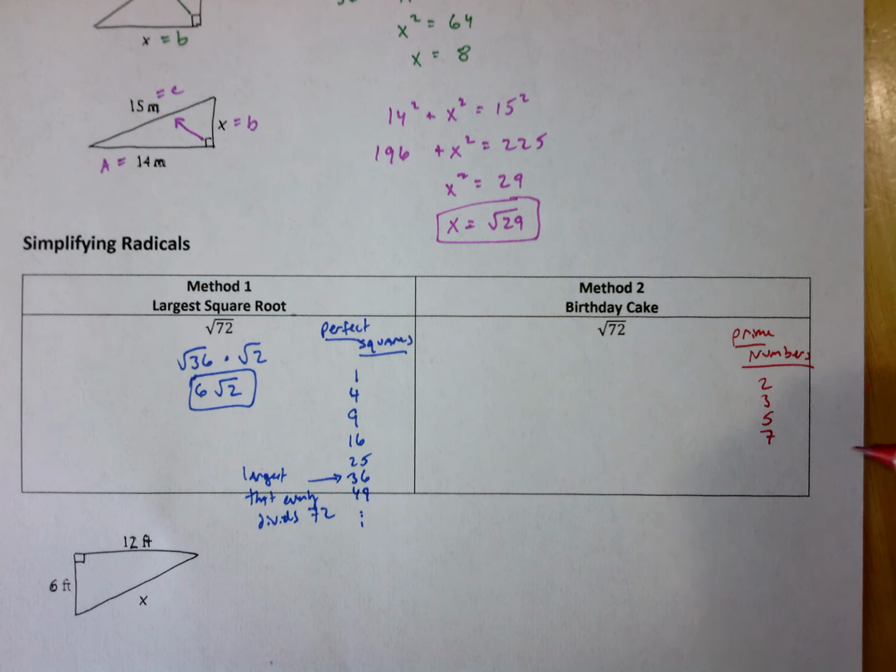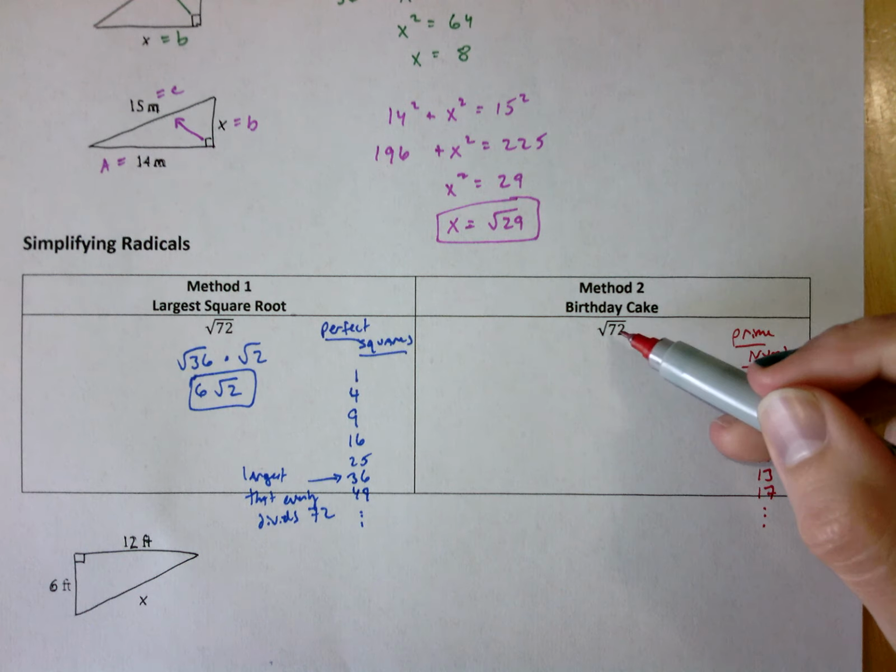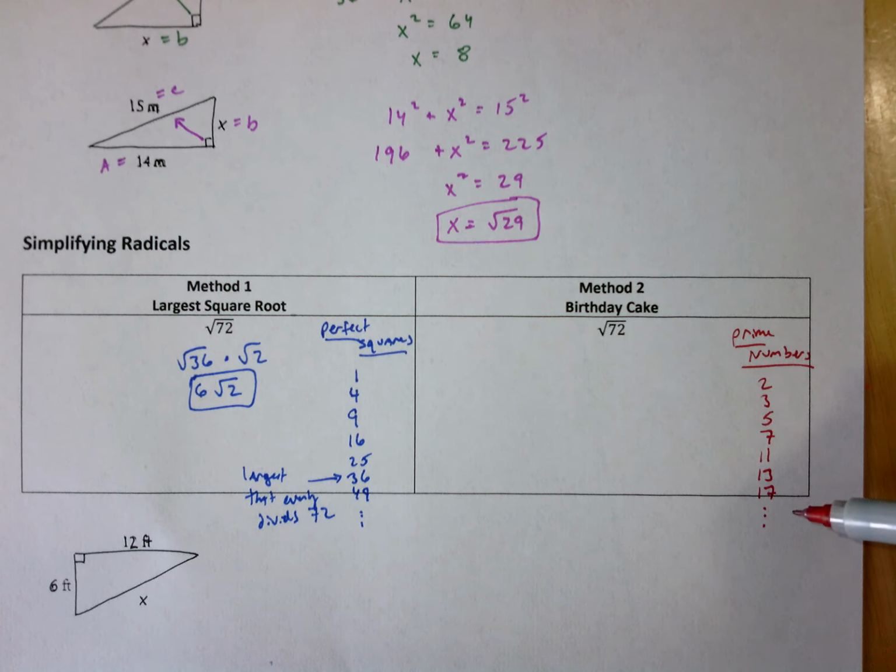10 is not prime because 2 goes into it. But 11 is. 12, no. 13, yes. 14, no. 15, no. 16, no. But 17 is prime. And they actually keep going from there, but that's probably the most that you'll need. So how the birthday cake method works is we are going to divide 72 by any of these prime numbers. It doesn't have to be the biggest, it could be any of them.